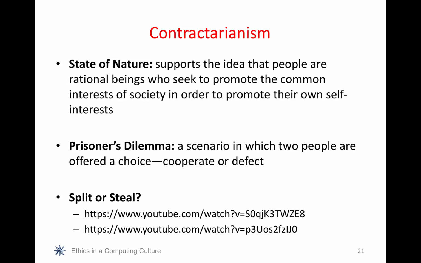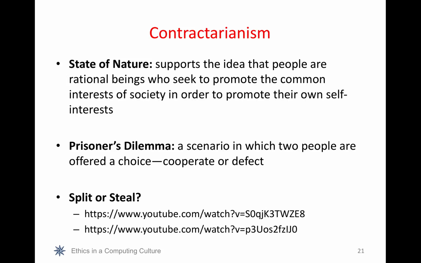Contractarianism is a moral theory whose main idea is that the best way to promote our own self-interest is to promote the common interest of society. Should I believe this? Will I really be better off if I put the interests of society ahead of my own? That is what contractarianism suggests. The textbook explains a well-known prisoner's dilemma as a way of analyzing the idea that acting for the common good is the best way to promote self-interest.